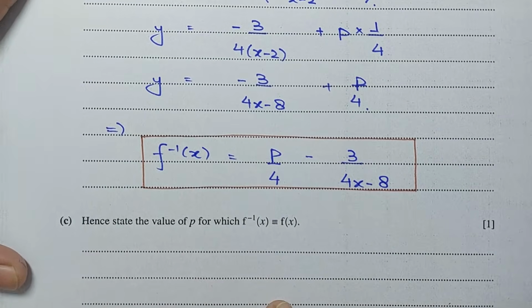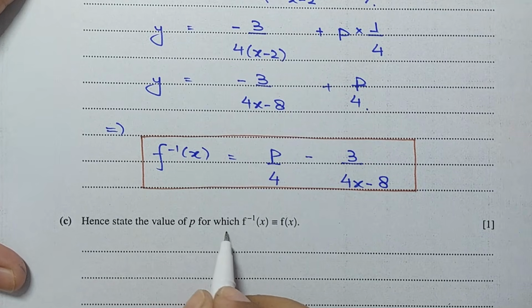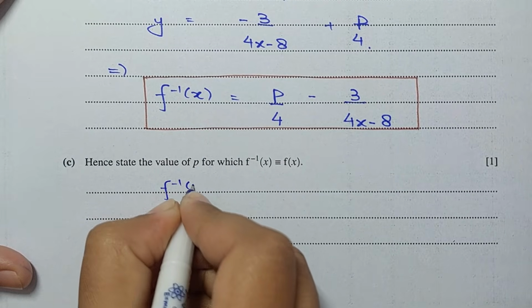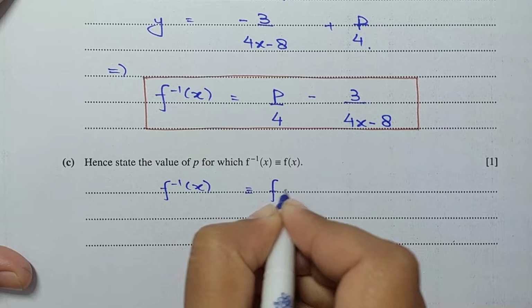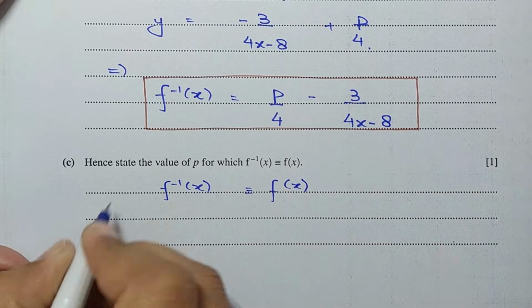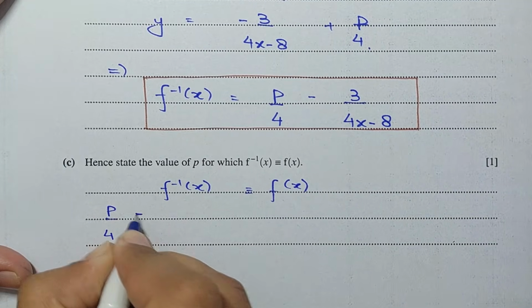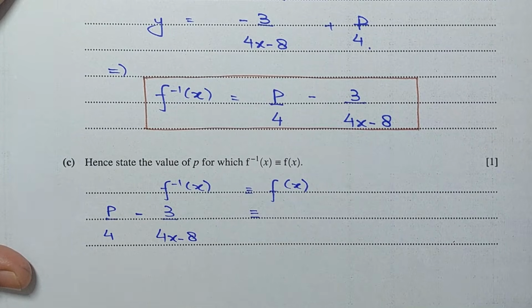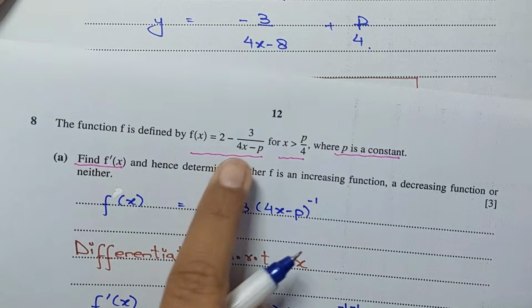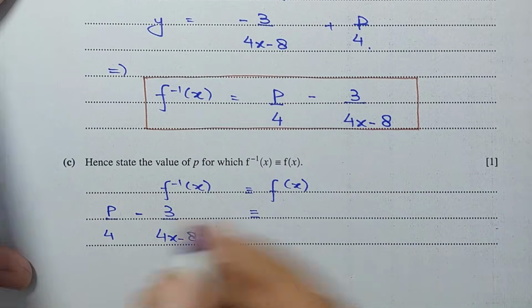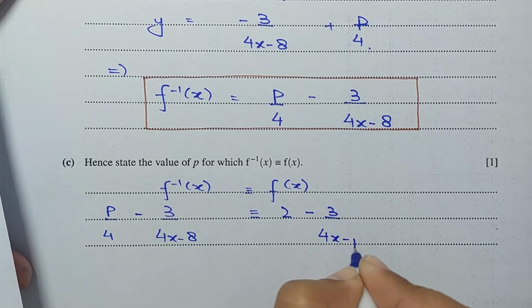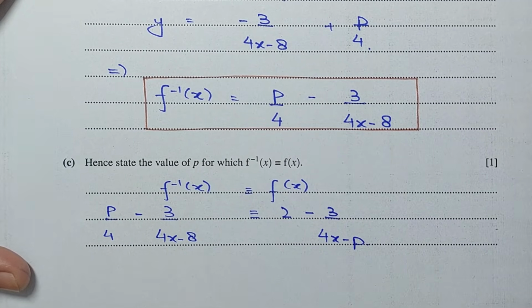Now for part C, hence state the value of p for which f inverse equals f of x. So f inverse of x is equal to f of x. This is the expression for f inverse, which is p by 4 minus 3 over (4x minus 8), and this is the expression for f of x, I'm writing it down, which is 2 minus 3 over (4x minus p). What is the value of p?